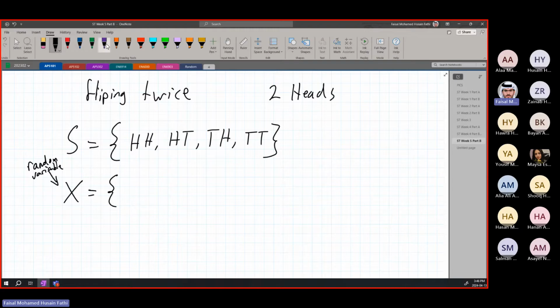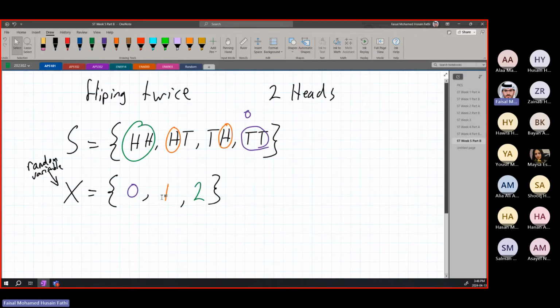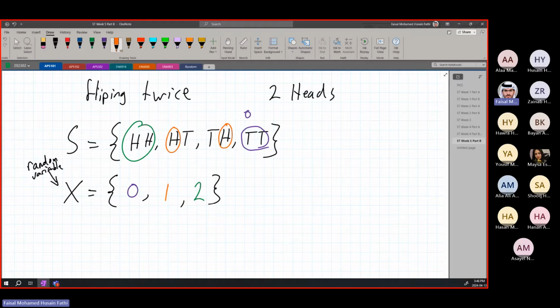What is it going to be? You can either get no heads. So if we look here, we have the situation of getting 0 heads. Then we have the chance of getting one head, which is here and here. And then there's the chance of getting two heads, which is here. This is what the x basically represents: the range of possible values of the random variable for the number of heads in this example. So this is 0 heads, this is 1 head, and this is 2 heads. These are all the possibilities that we can get.